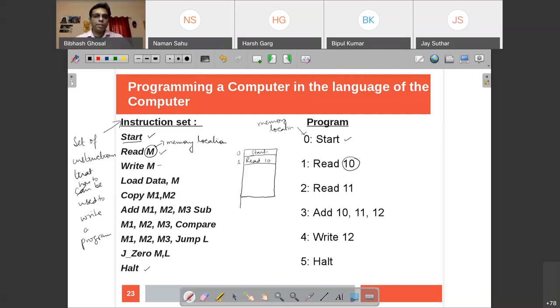Location number 10. That means it's like this. Location number 1, location number 2, location number 3, location number 4, 5, 6, 7, 8, 9, 10, 11, 12. So this will tell read 10. This is the instruction I will have in this. Then I will have read 11. Then I'll have add 10, 11, 12. Then I'll write 12 and all. This is the program. So instead of writing it in binary, I'm writing it in the form of mnemonic.